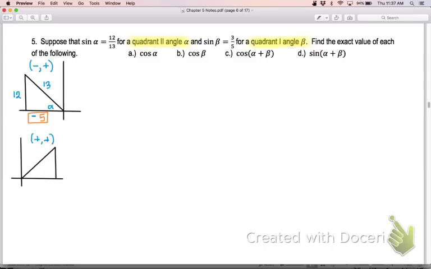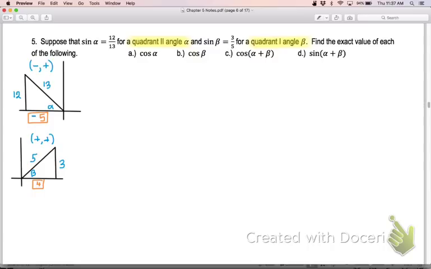So that means our x and our y are going to be positive, and then beta is going to be right here. So again, they gave us sine. So that's opposite over hypotenuse. Now the hypotenuse is 5. So that means, again, this is a Pythagorean triple. This will be 3, 4, 5. But if you don't know your triples, just use the Pythagorean theorem.